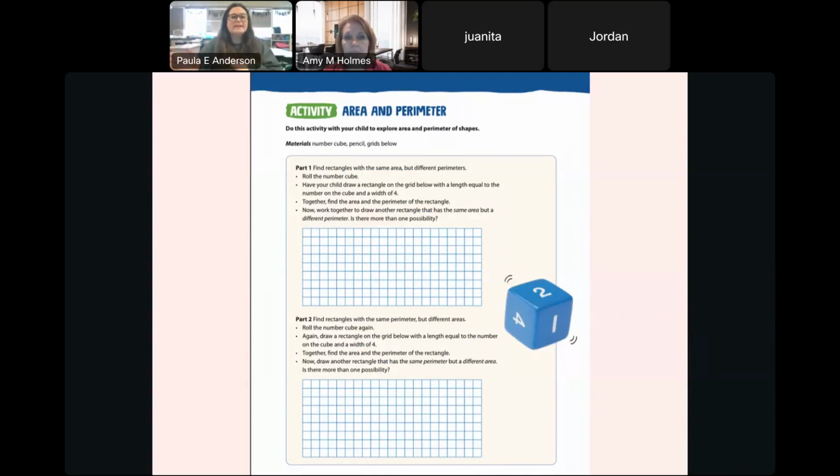This week it's a game, and you have your area and perimeters, and you just use a dice and you draw different shapes and look at the area and the perimeter and how they change.